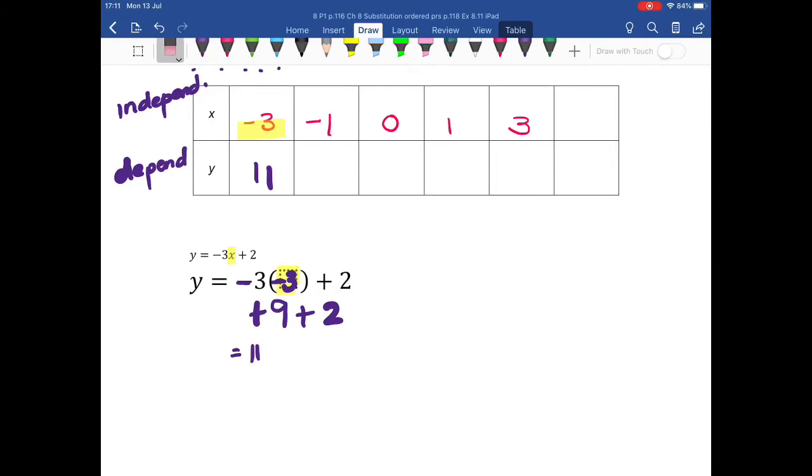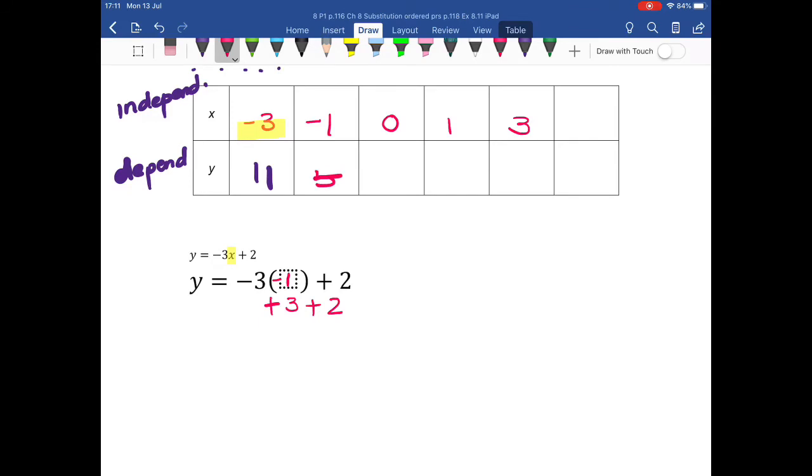Then I'm going to rub this out because now I'm going to change. These are a whole lot of substitution sums. But remember, if I give you a table, all you have to do is do it once and you can do it in your head. So this time I'm changing the value of x. So x is -1. I'm going to do signs, numbers, letters. A negative times a negative is positive. 3 times 1 is 3. 3 plus 2 will give me 5.